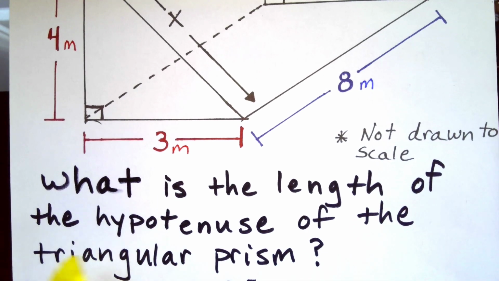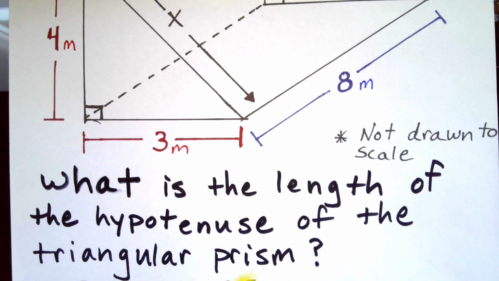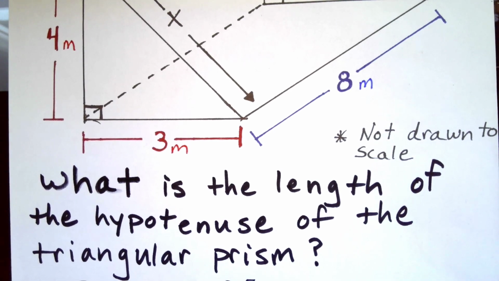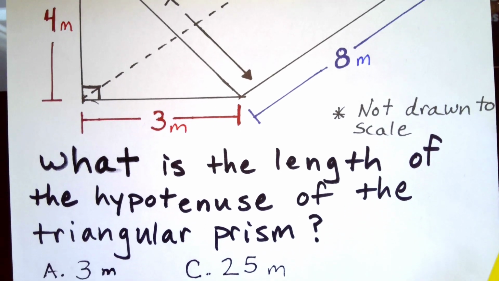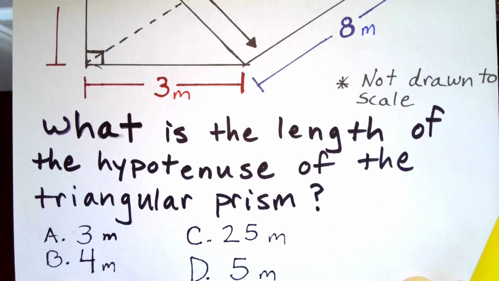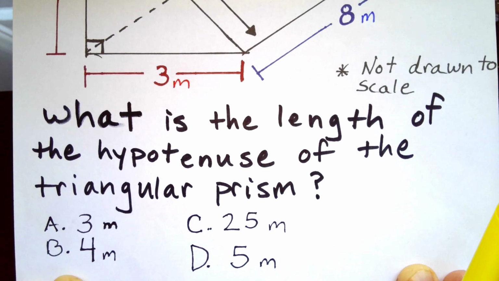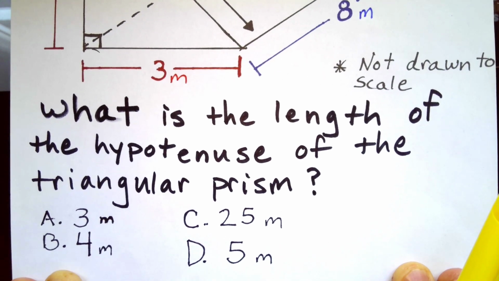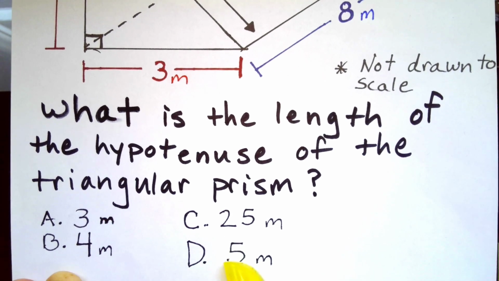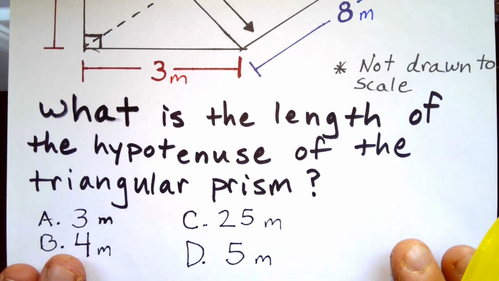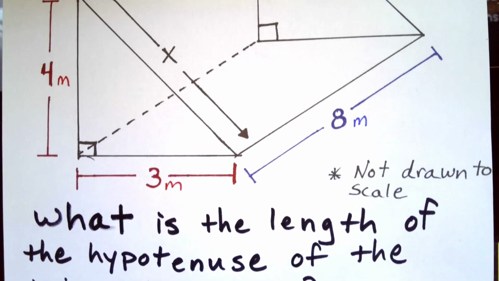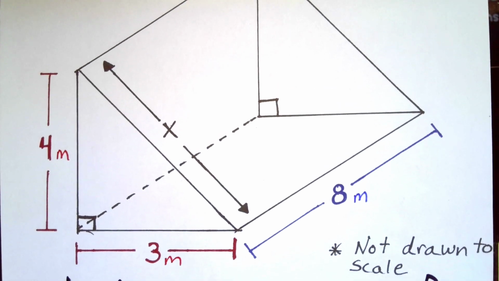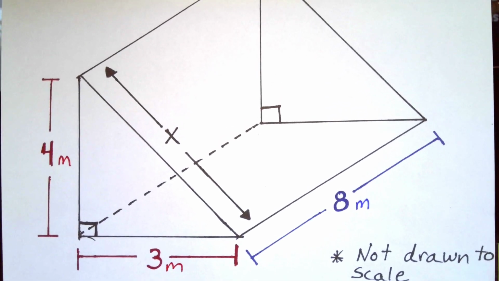What is the length of the hypotenuse of the triangular prism? Okay, you have options A, 3 meters, B, 4 meters, C, 25 meters, or D, 5 meters. Okay, let's go back up here. If I'm going too fast, please stop, pause, rewind the video.